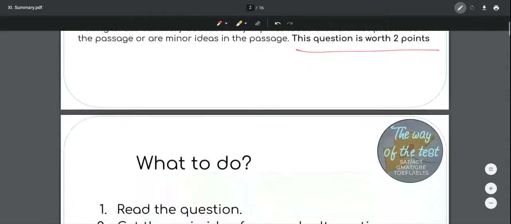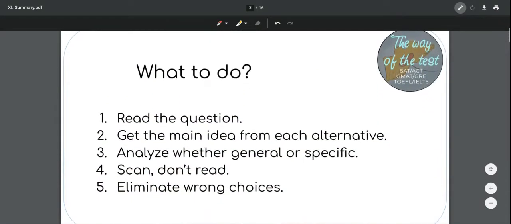Okay, what should we do? Here, there's a specific strategy that I advise you to follow. You will read the question, as we always do. You're going to get the main idea from each alternative. So before we go to the text, I want you to read the alternatives and get the ideas from the alternatives. We're then going to analyze the alternatives, still not going to the text, and analyze whether they're general or specific, especially regarding each other. I'm going to explain this in a minute.